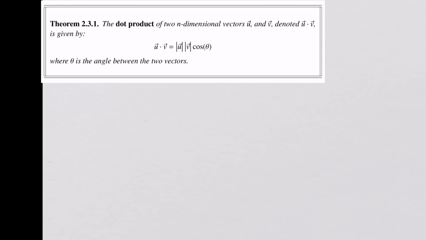And so this is a theorem straight out of the textbook, and it says the dot product of two n-dimensional vectors u and v, denoted u dot v, can be found by taking the magnitude of u times the magnitude of v times cosine theta, where theta is the angle between the two vectors. And so I'm going to write up a quick example for us.